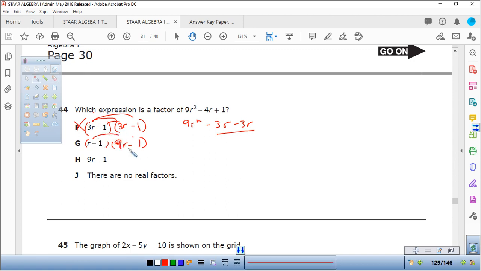R times 9r is 9r squared. And then r times this, negative r. Negative 9r. These do not add up to that. No. There's a 9r, negative 1. I think it's just this one again. 9r times what would give me what? Negative 1 times what would give me a positive 1, negative 1? That's basically this, so no. I want to say there are no real factors.